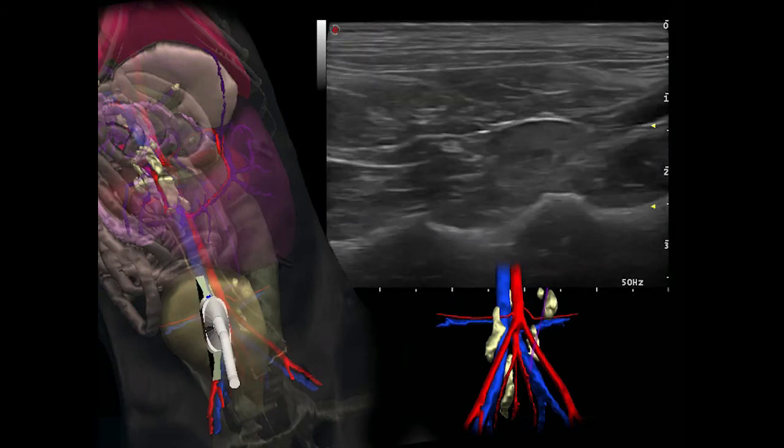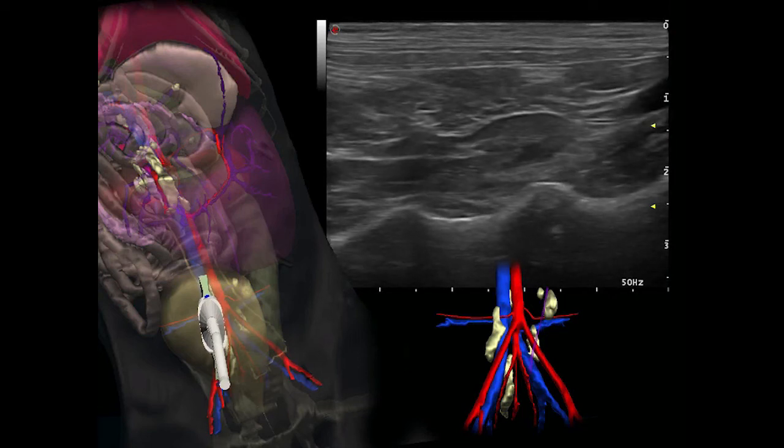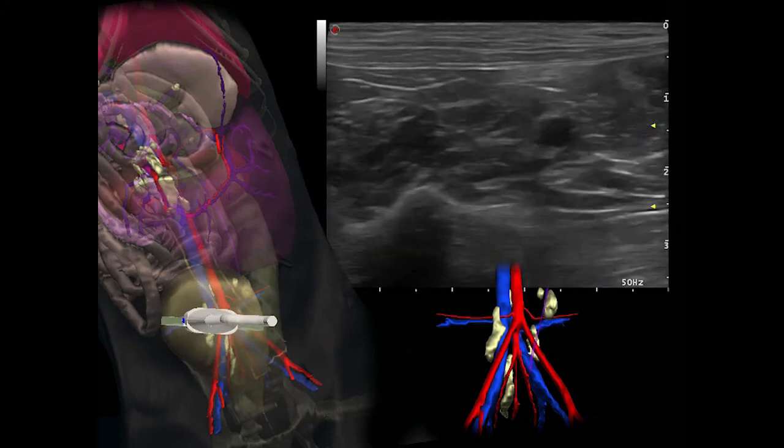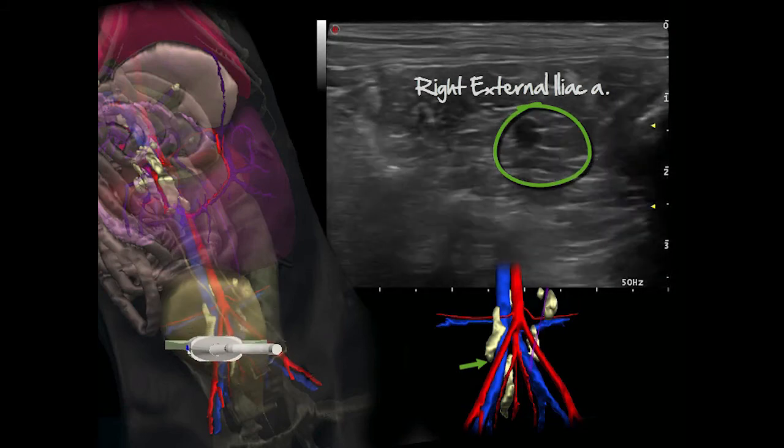In the long axis, observe the oval to fusiform shape of the lymph node, its moderate echogenicity and very fine echotexture. The ventral surface of the spinal column can be seen deeper in the image. In the transverse plane, we can see the anechoic, pulsating right external iliac artery. It is located slightly medial to the medial iliac lymph node.